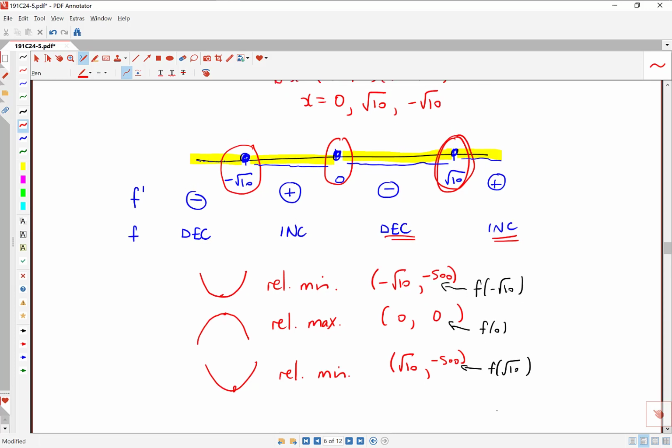So we've now determined that we have 2 relative minimum points, we have 1 relative maximum point, and we've actually figured out the y values that go with those by putting them into our original function. So that's part B done. Now we're going to move into part C, which is finding any points of inflection.